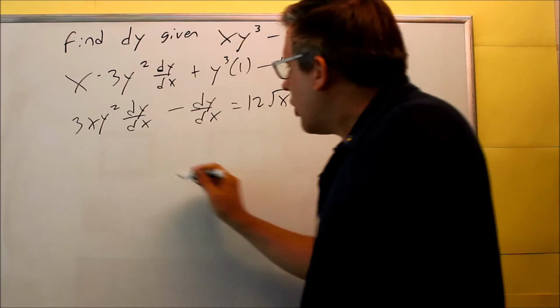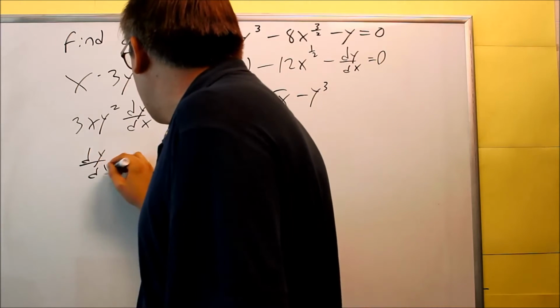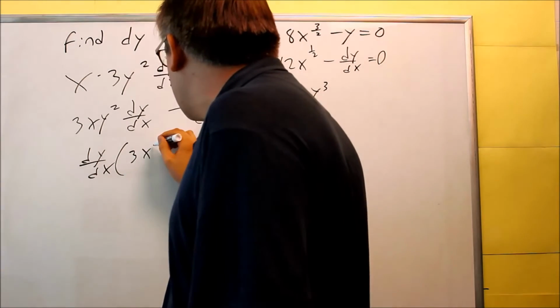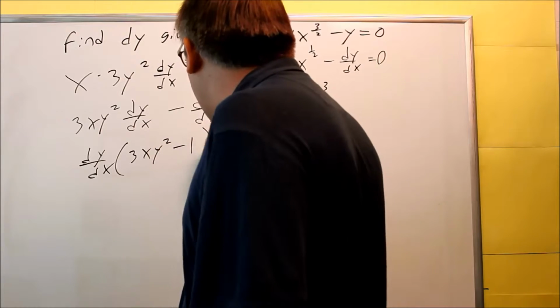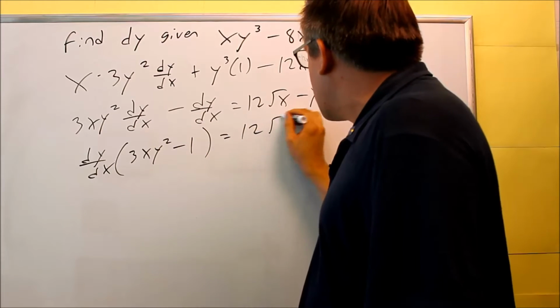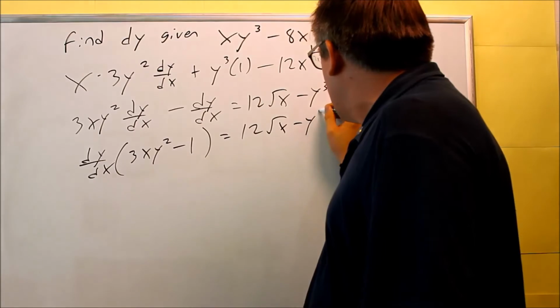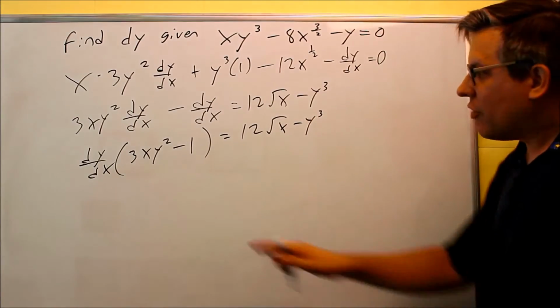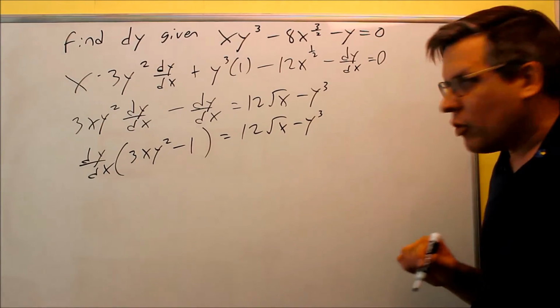Now I'm going to factor out a dy dx. So if I factor out dy dx, then we get 3x y squared minus 1. And then I have the rest of this. And then finally what I'll do is divide both sides by that. We'll be able to get our dy dx.